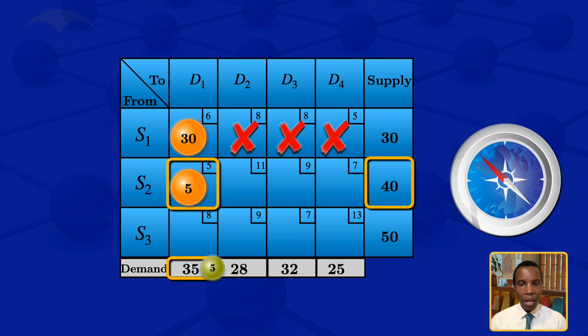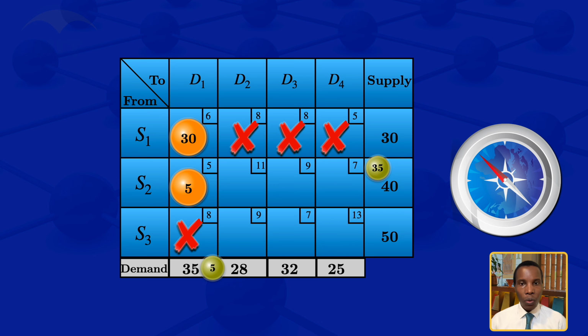But when you allocate 5 units there, the total for column D1 is now adding to 35, which is the demand there. So we have reached the demand constraint, so we can no longer allocate anymore in column D1. So we go on and cross out this one to indicate we can no longer allocate. But for the supply here, we had 40. We have just subtracted this 5, so we are left with 35.